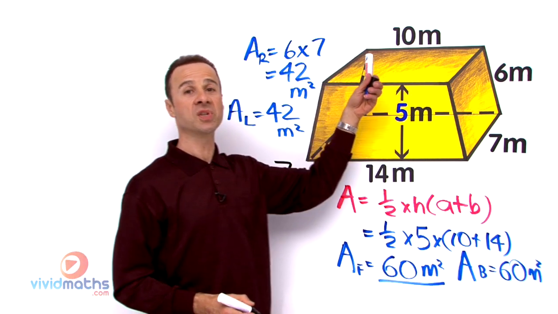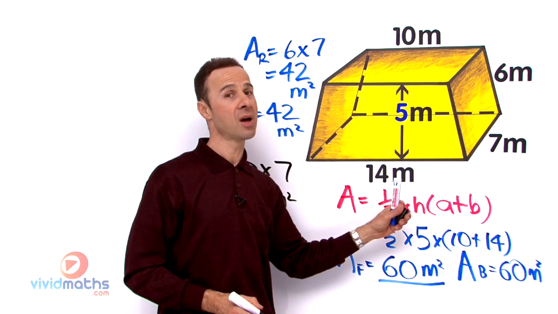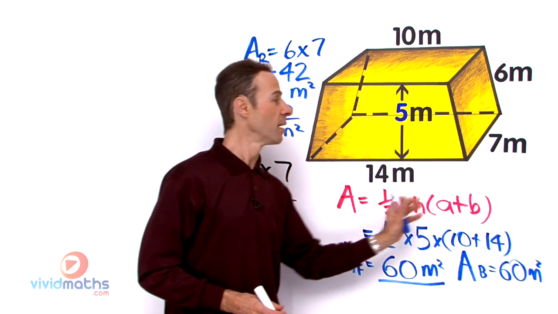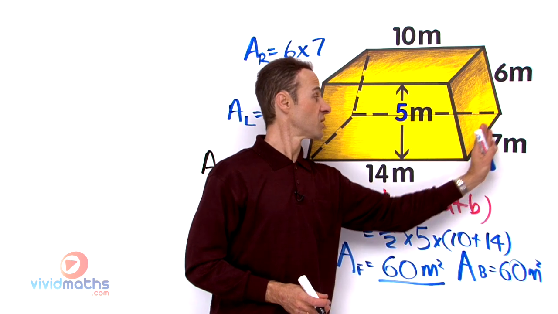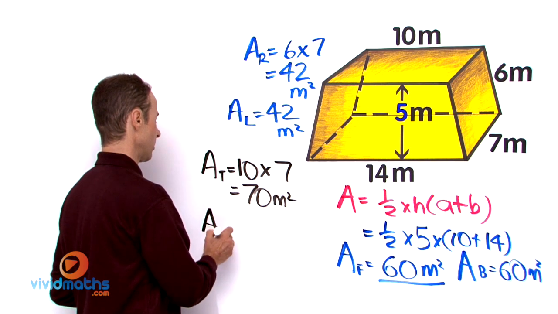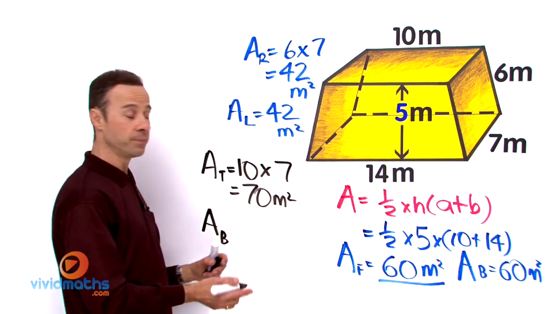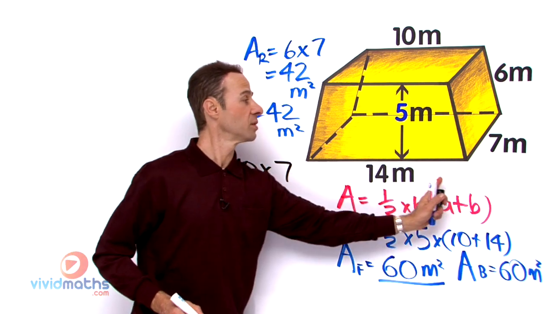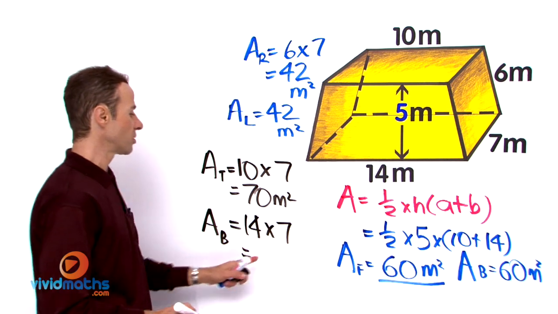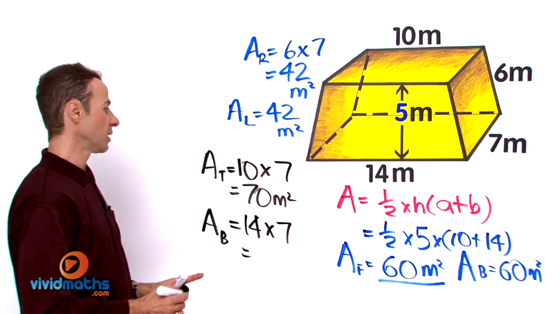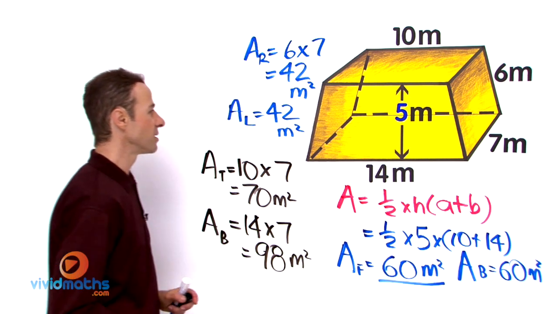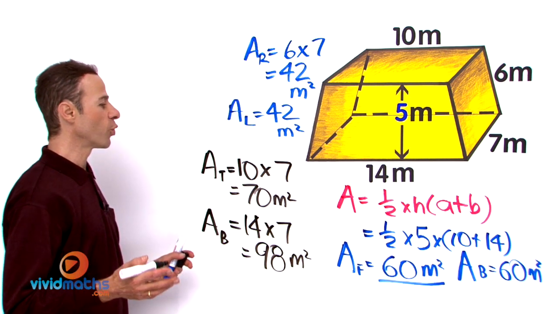Now, if the area of the top is 70 meters squared, is the area at the bottom? No, it's different, isn't it? Let's have a look here. The area of the bottom is 14 across there, and the depth is 7 across there. So that's going to be 14 times 7. So area of B, B for base or bottom, equals 14 times 7. And that yields a total of 98 meters squared. Now we've worked out 6 faces.